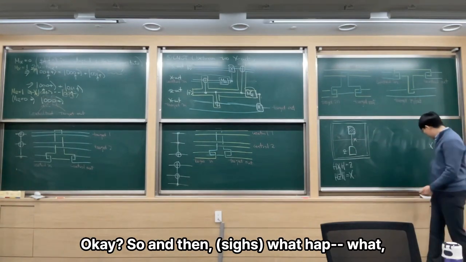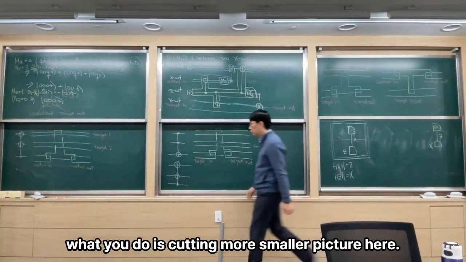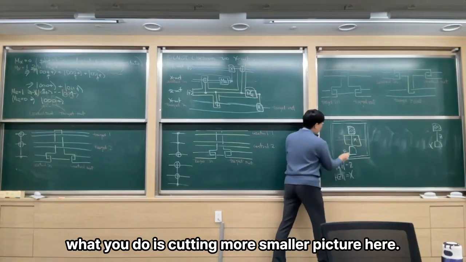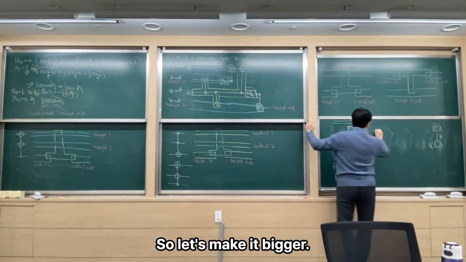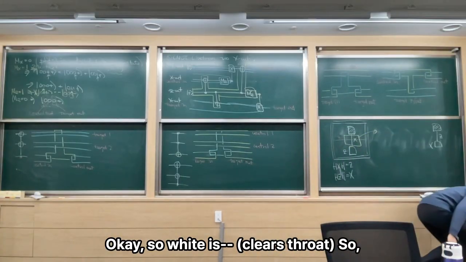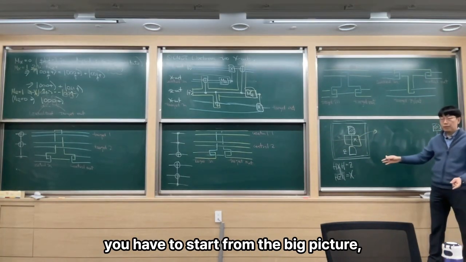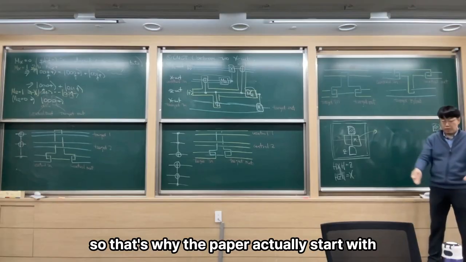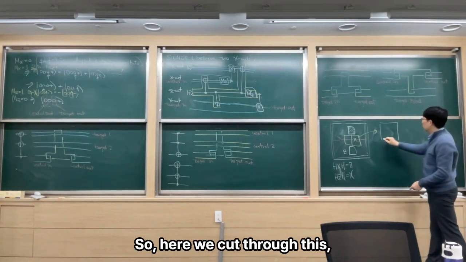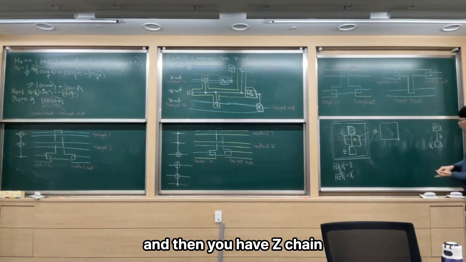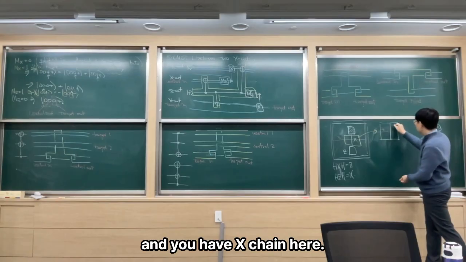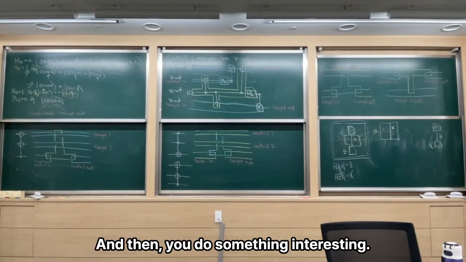Then you cut a smaller picture here. Let's make it bigger. You have to start from the big picture, which is why the paper actually starts with a very large surface code. If you look at the paper right now, you cut through this, and then you have a Z chain and an X chain here. And then you do something interesting.